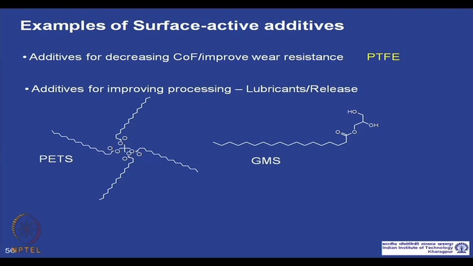These are examples of a few mold release agents. As I said, they have a long hydrophobic tail, and because of this they migrate to the surface and form a lubricating layer, which helps release the polymer article from the mold.